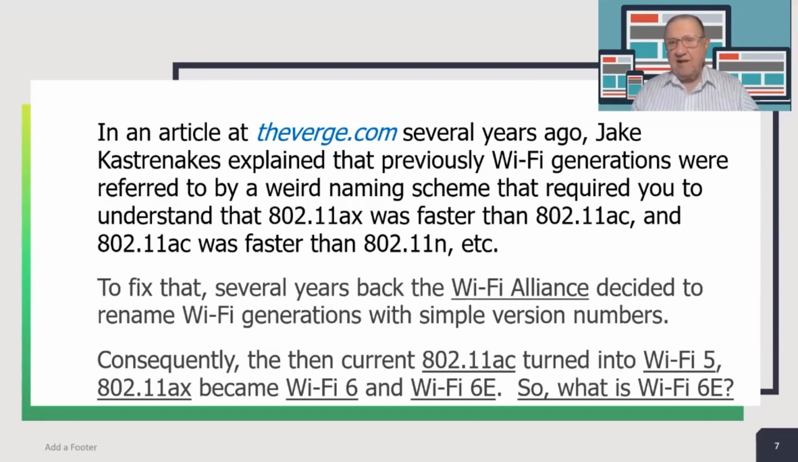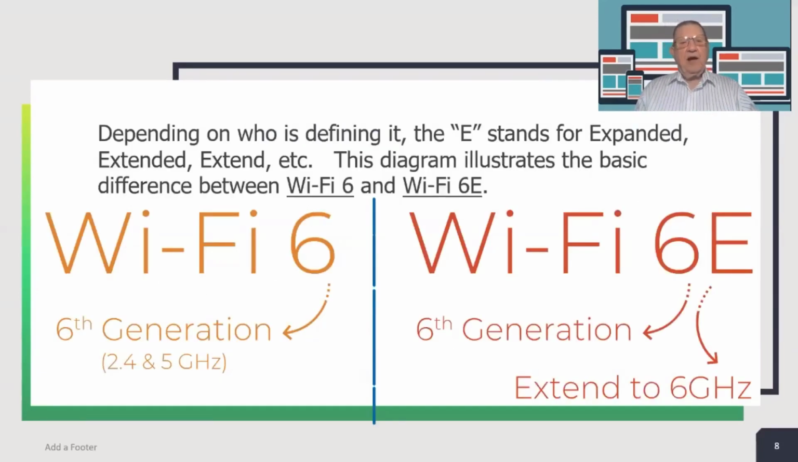So what is Wi-Fi 6E? Depending on who's defining it, the E stands for expanded or extended and so forth. This diagram illustrates the basic difference between Wi-Fi 6 and Wi-Fi 6E. They're both 6th generation. Wi-Fi 6 is 2.4 and 5 gigahertz only. Wi-Fi 6E, even though it doesn't show it, is also 2.4 plus 5 gigahertz, but also includes an extension to the 6 gigahertz band. That is what is new with Wi-Fi 6E.